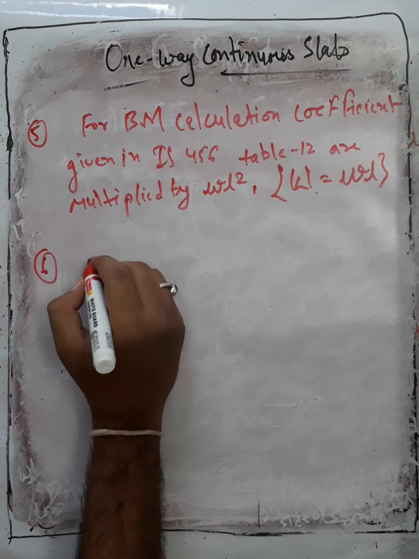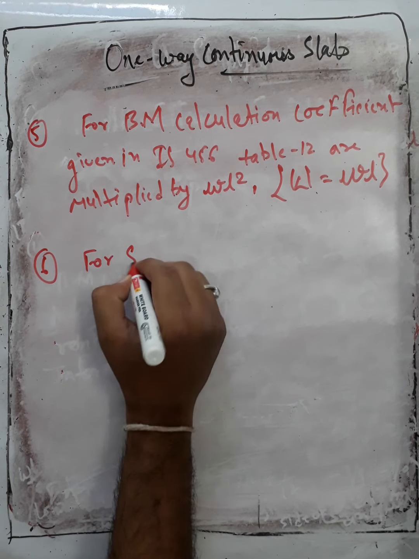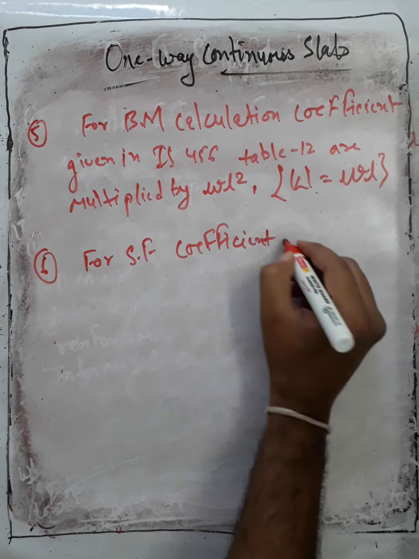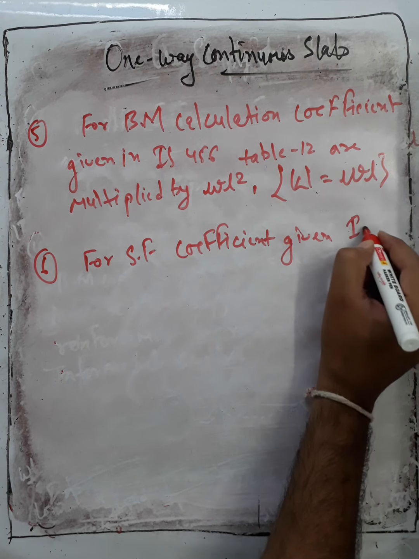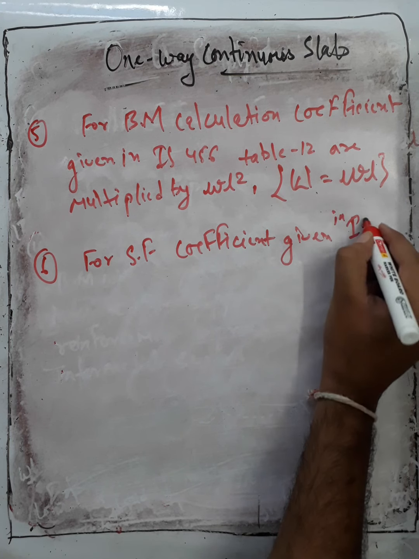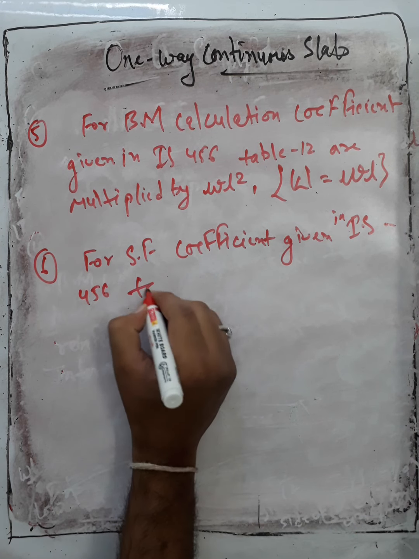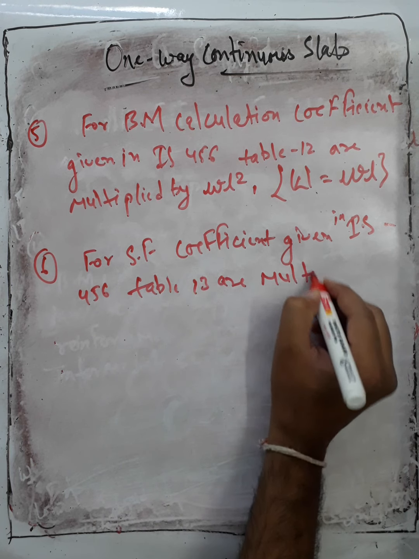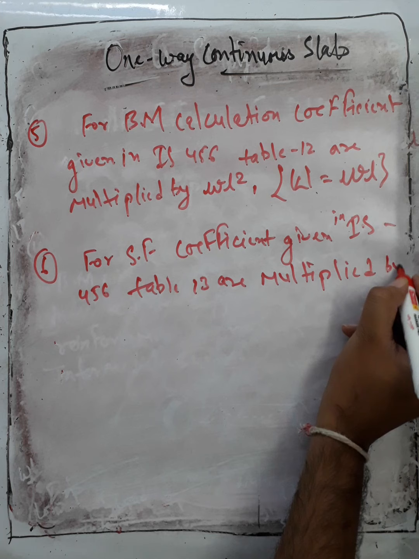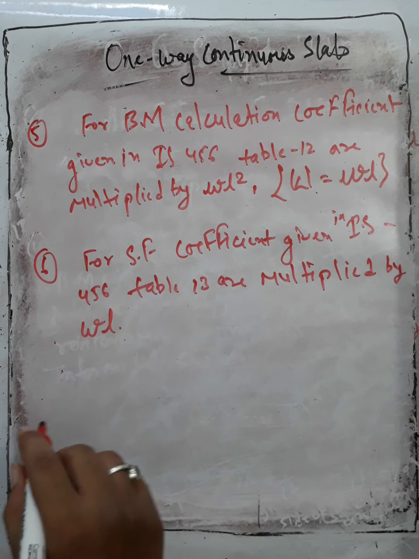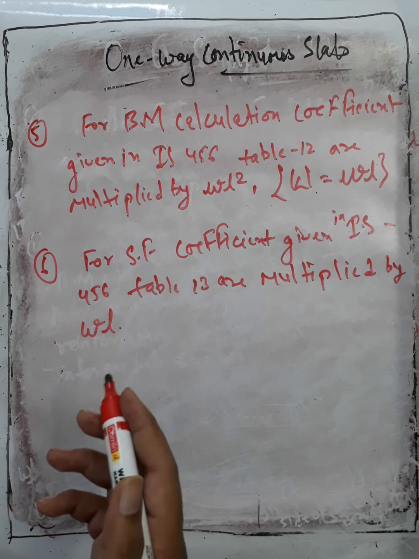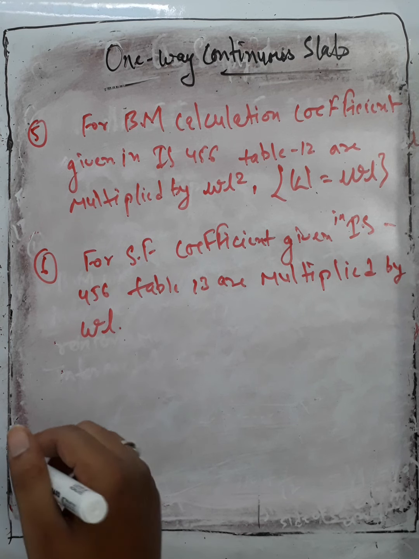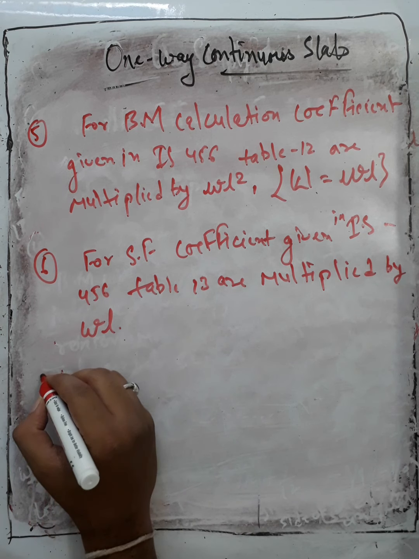Point number 6, for shear force, the coefficients given in IS 456 table number 13 are multiplied by WL. We know that bending moment and shear force, so that formula we use for calculating the bending moment and shear force.